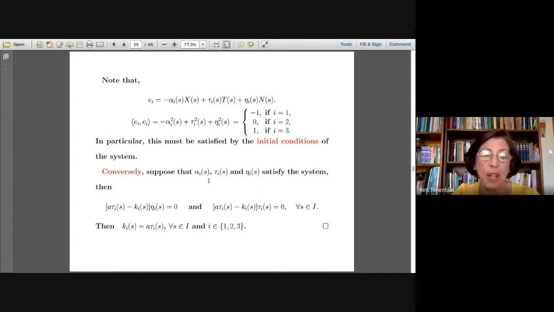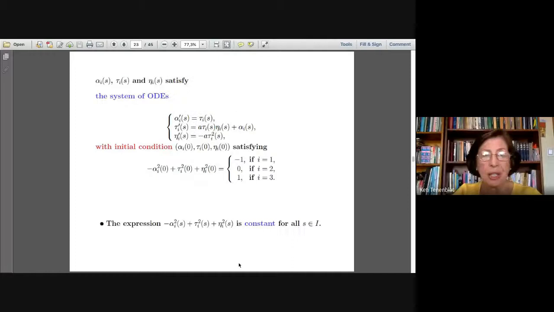Now, conversely, suppose you have alpha, tau, and eta satisfying the system. Then you look at the system and you find out that you have those equal to zero and this is equal to zero. So because eta and tau cannot be zero simultaneously in an open subset, you find out that the curvature is equal to A times tau. This for each i, one, two, and three. So this result gives you the ODE that you have to solve with initial conditions like that. Soliton solutions up to now correspond to solutions of this ODE.